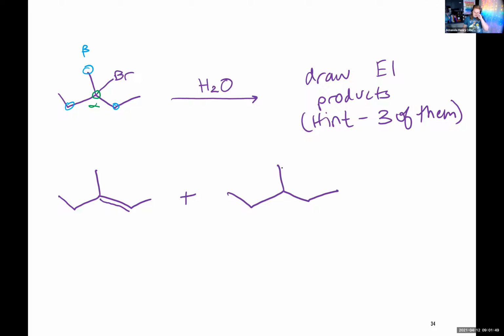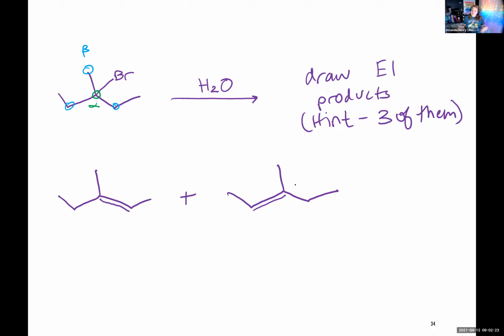What's another product? Where should my double bond go? On the opposite side. Over there? Yeah. Are those different structures? No. Yeah, those are actually the exact same structure because of the symmetry within this molecule.